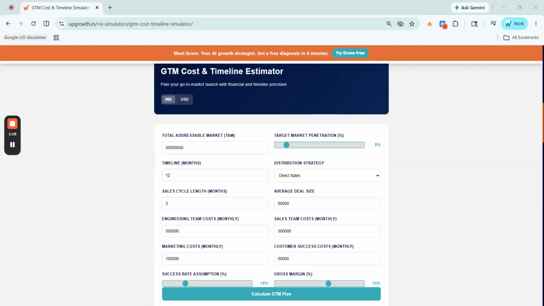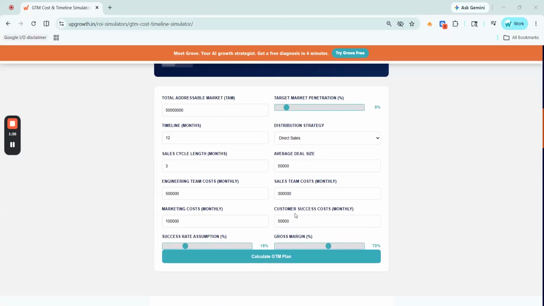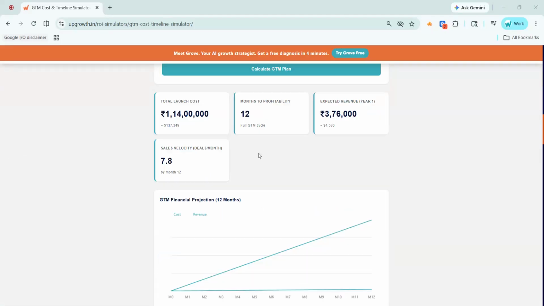And team cost by function, like engineering team, sales team, marketing cost, and customer success cost. And below we have success rate assumption, the share of targeted deals you actually close, and gross margin, what is left after the cost of delivering each deal. Now, after entering all the inputs, just click on Calculate GTM Plan.